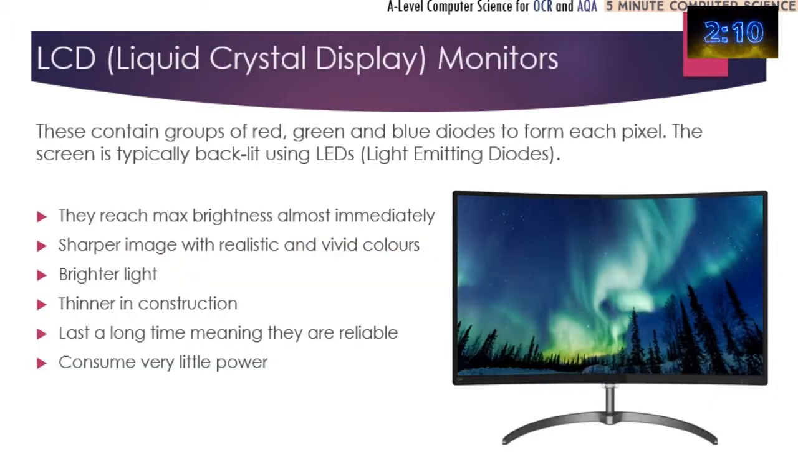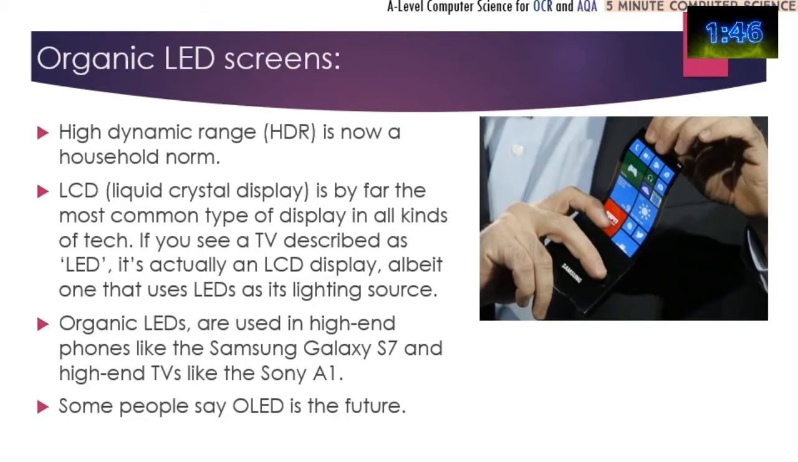Okay, so let's talk about LCD monitors. LCD monitors are pretty much the bee's knees when it comes to monitors. They are better than plasma screens in nearly every way. They reach maximum brightness quicker. They are sharper. Their image quality is better. The colors are brighter, they're thinner, and take up less memory. So in all cases, pretty much the winner in any kind of competition with plasma screens.